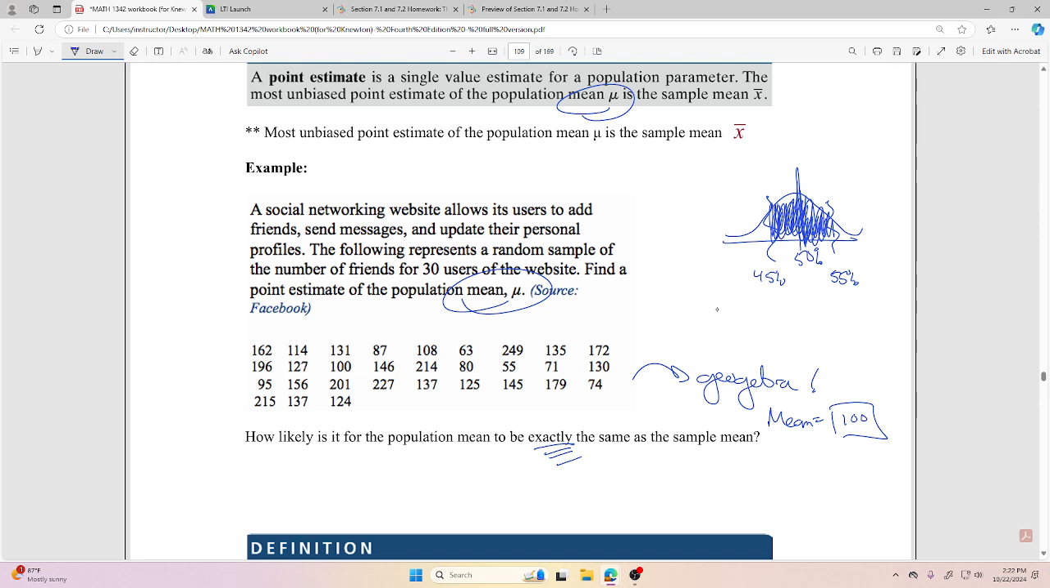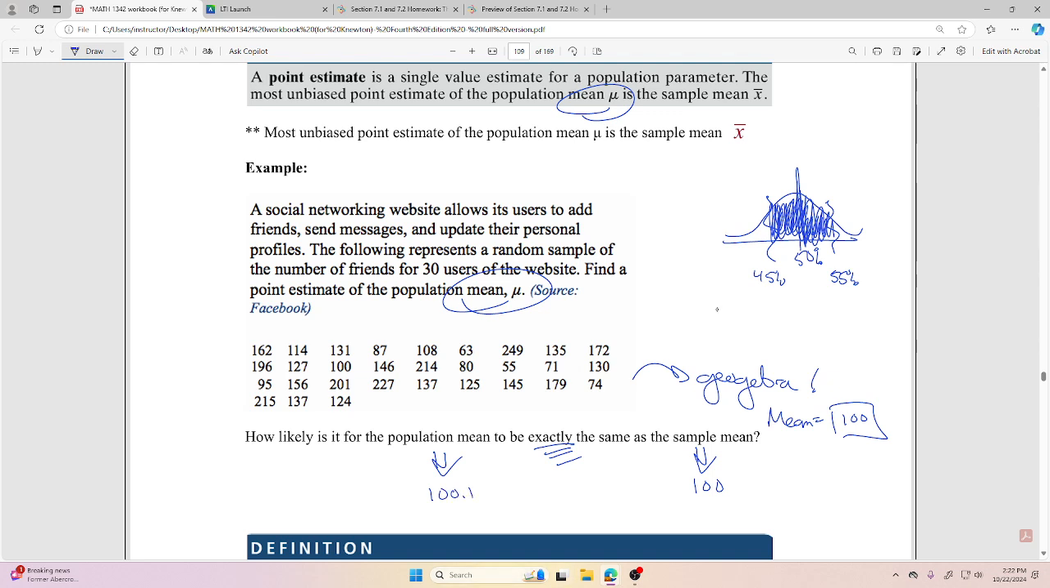I'm just going to make it up, okay? So then this is my sample mean. My sample is 100. But then they're saying the population mean, could it be 100? Exactly. Could it be 101? What if it ended up being 100.1? Are those exactly the same all of a sudden?